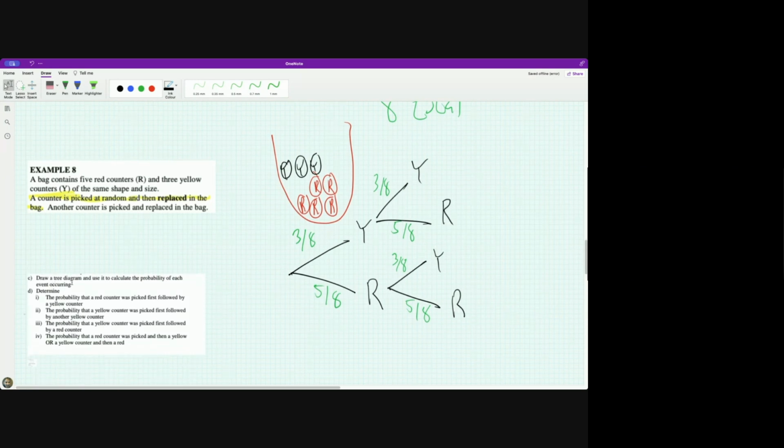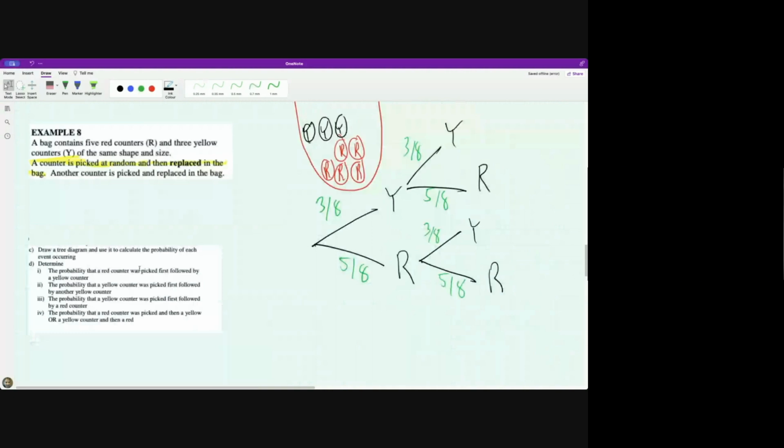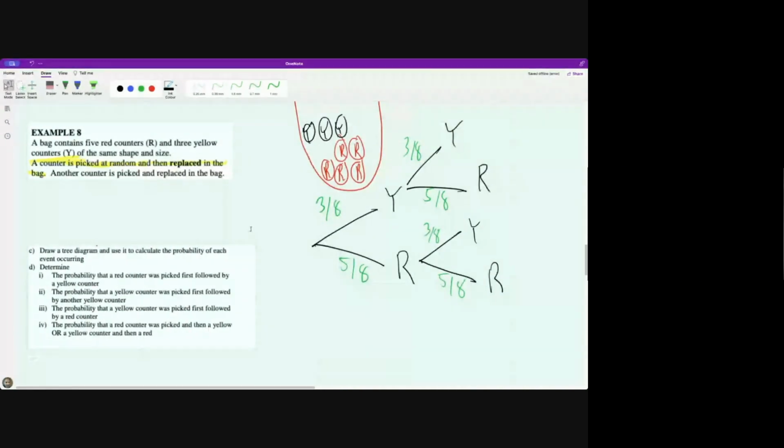I want you to work out for me. We're not going to do all of these. We're just going to do some of them before our break. What is the probability that I get a red counter first, followed by a yellow counter? Can you work out the probability of that outcome happening? I'll give you a moment or two to work out what's the probability of getting a red followed by a yellow.